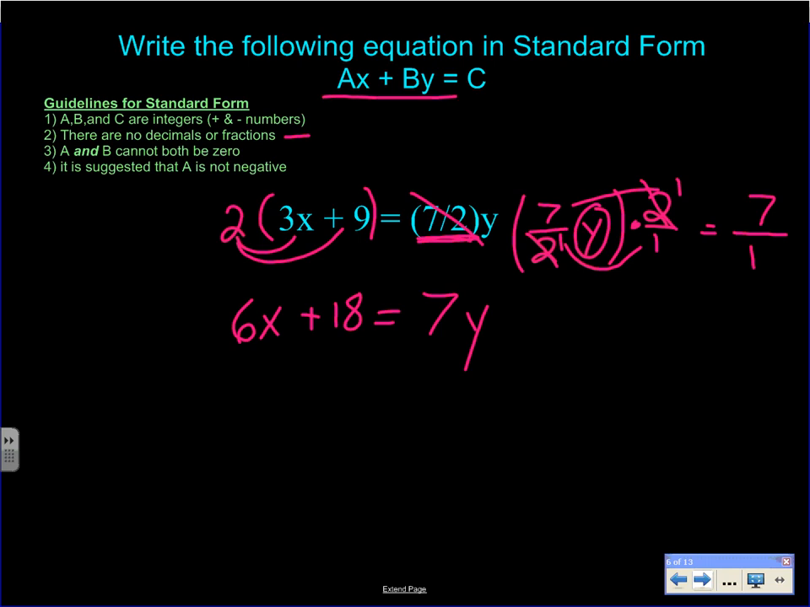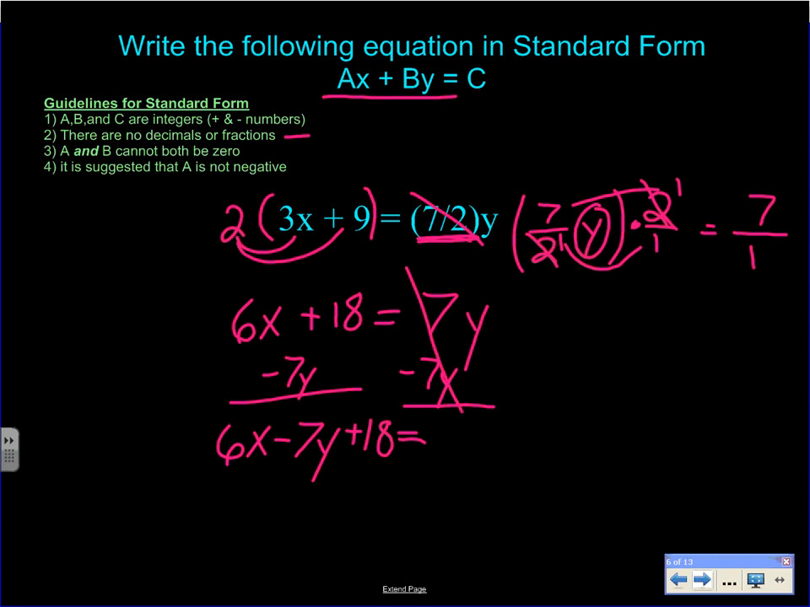We have to try and get ax and by on the same side. So let's go ahead and move 7y. 6x and -7y cannot go together because they are not like terms. So we will just go ahead and put both of them in our equation. We drop down the +18 with it. And what is that equal to?